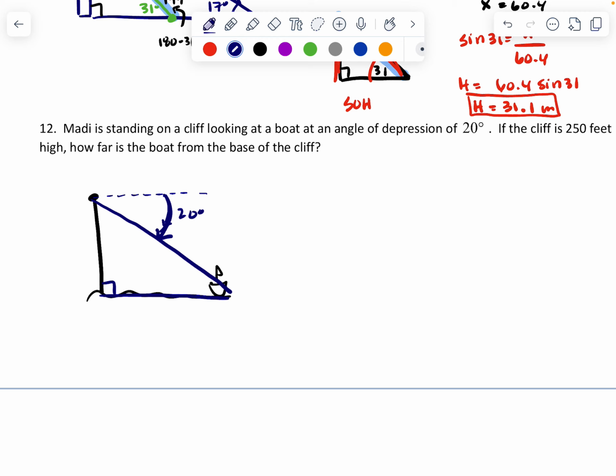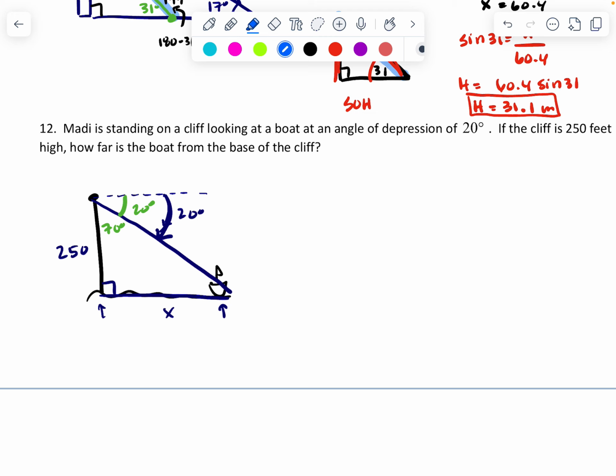And it says the cliff is 250 feet high. How far is the boat from the base of the cliff? So boat, base of the cliff. We're looking for x. I need to get that angle inside the triangle somehow. If this one's 20, then this one has to be 70 because that's a 90-degree angle. So now that I have enough information, let's go ahead and do it.